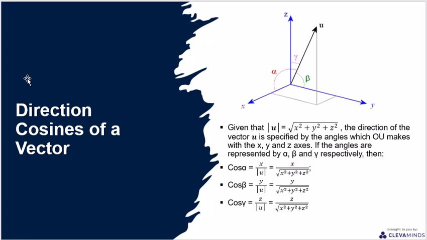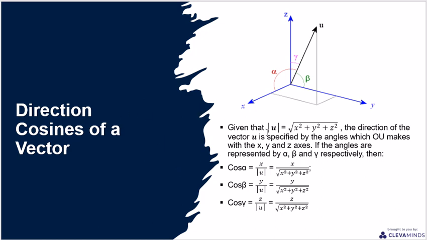Right. In this section, we'll be looking at direction cosines of a vector. The direction cosines of a vector are the angles the resultant vector makes with the unit vectors themselves. Let me take that again.